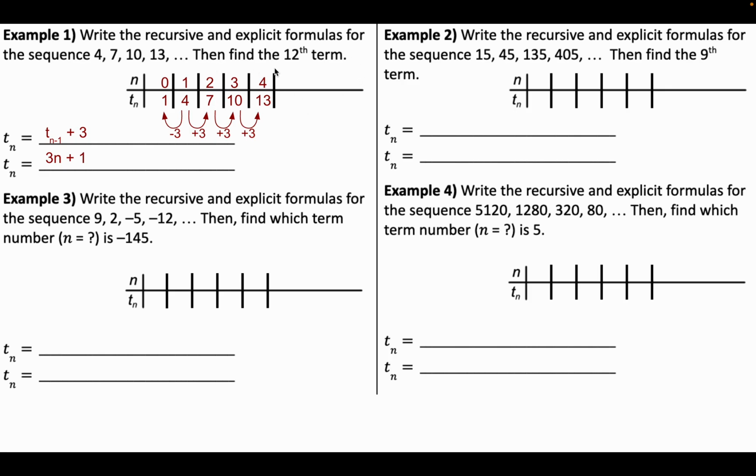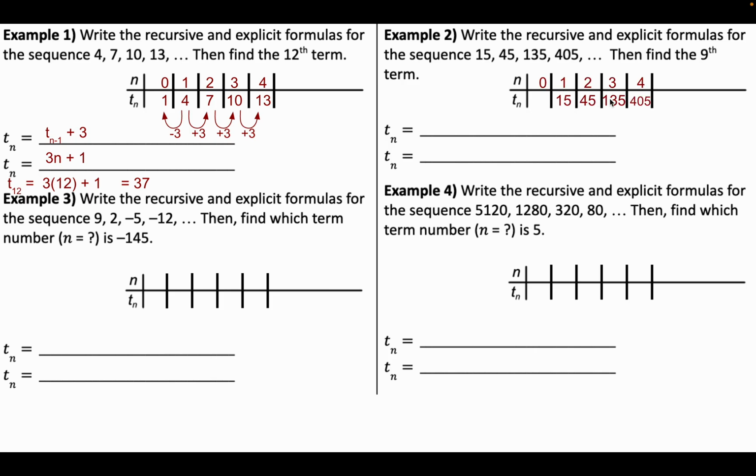The last thing we're going to do is solve this problem. They said, then find the 12th term. So we're going to say t 12, so I'm putting in 12 for n here, equals 3 times 12 plus 1. Again, I'm putting in 12 for n. 3 times 12 is 36, plus 1 is 37. So that would be the answer to what the 12th term is. T12 equals 37.